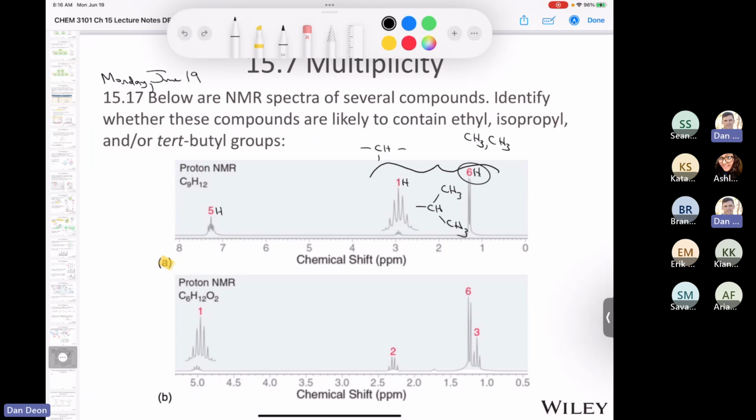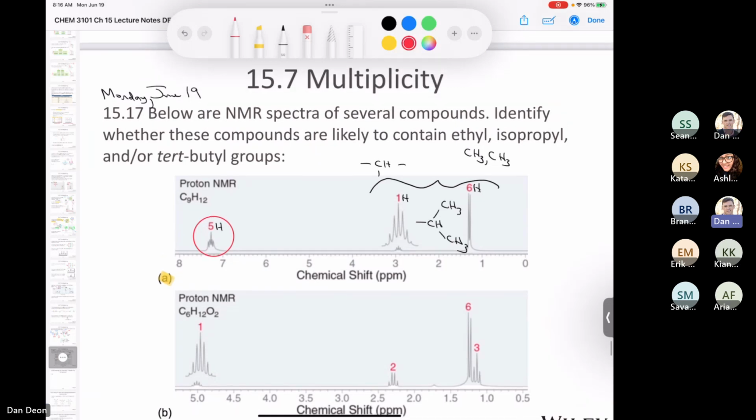Now, I'll ask anybody. If I have 5 protons up here between 7 and 8 parts per million, what kind of functional group, or what do you think about these protons? What kind of protons would these be if they're right between 7 and 8? We talked about this last class. If you have to go over to the sheet that has the table of NMR signals, could anybody tell me if I have 5 protons in between 7 and 8?